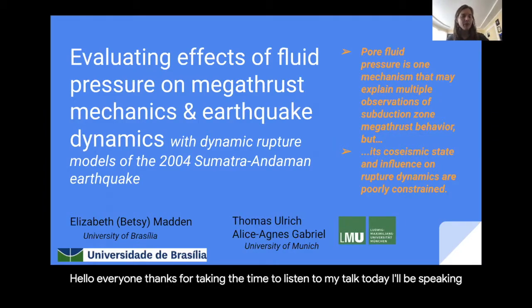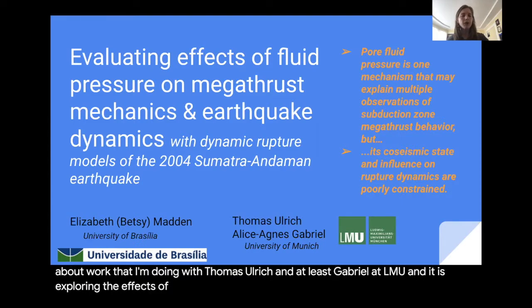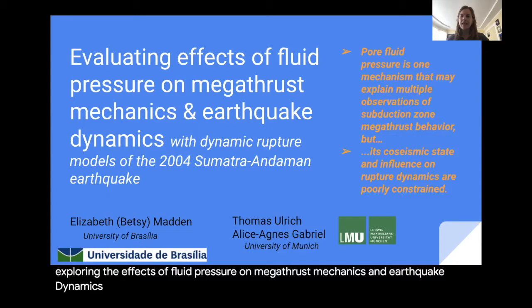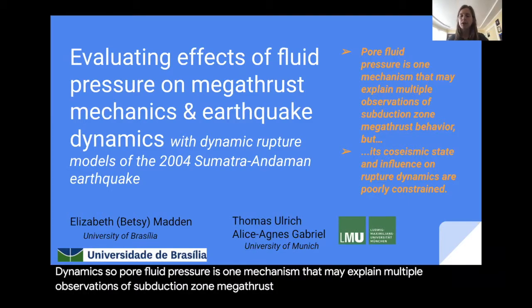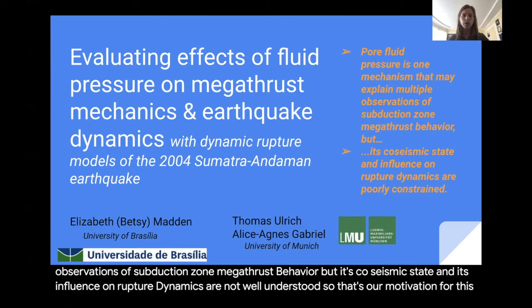Today, I'll be speaking about work that I'm doing with Thomas Ulrich and Elise Gabriel at LMU. And it is exploring the effects of fluid pressure on megathrust mechanics and earthquake dynamics. So pore fluid pressure is one mechanism that may explain multiple observations of subduction zone megathrust behavior. But its coseismic state and its influence on rupture dynamics are not well understood. So that's our motivation for this work.